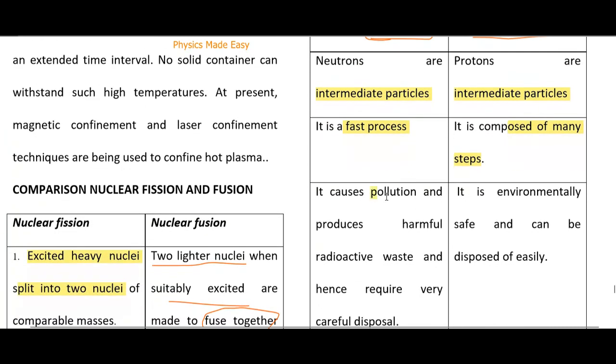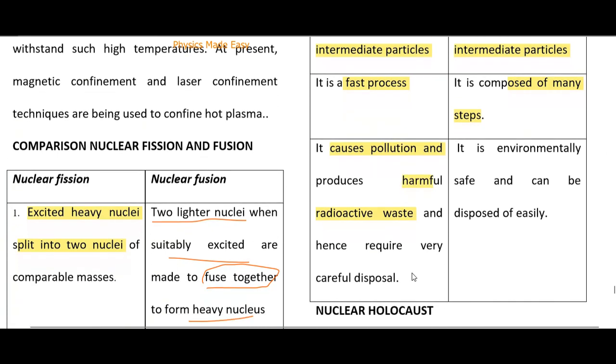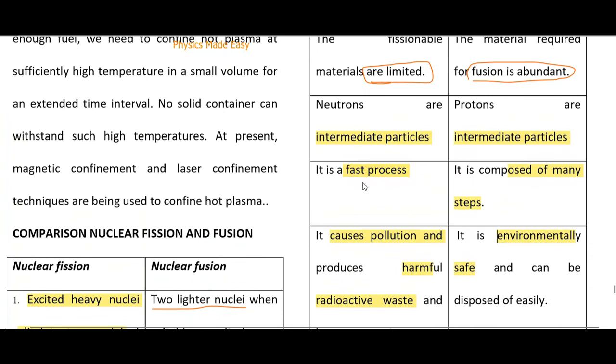Fission causes pollution, and it is harmful. Fission causes pollution and radioactive waste. We have to tackle this problem, and fusion is environmentally safe. The material required for fusion is in abundance, while that required for fission is very rare. Fusion is a multi-step process. Fission is a fast-step process. In fusion, proton is the intermediate particle. In this case, neutrons are the intermediate particle here.